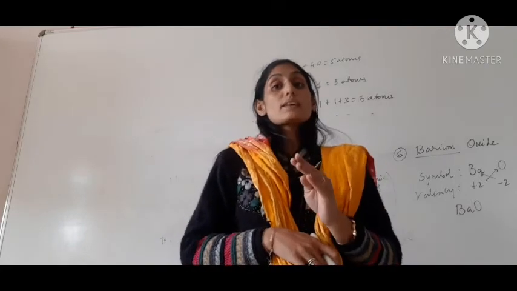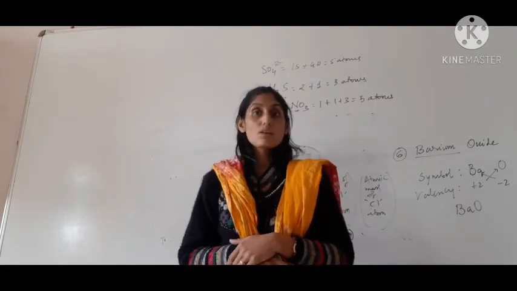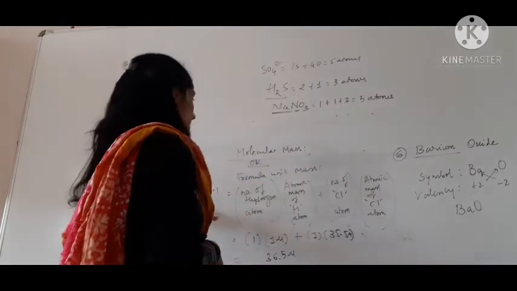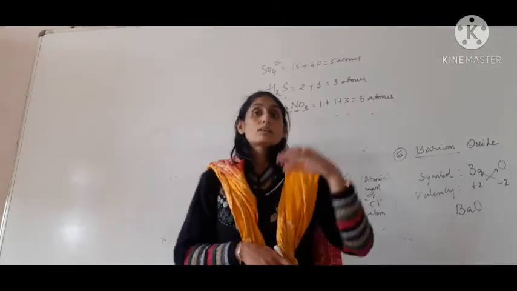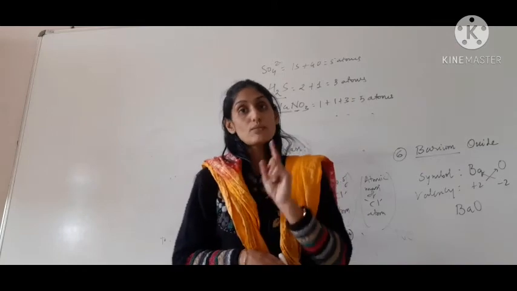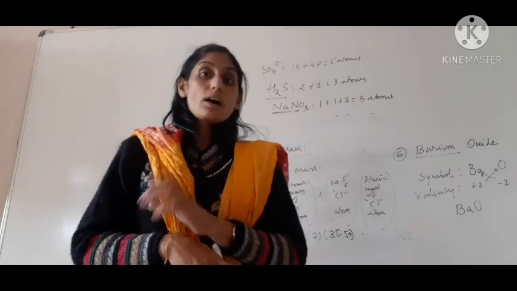Formula unit mass is always used for ionic compounds. Suppose we talk about NaCl, HCl: they are known as ionic compounds because whenever we dissolve them in water, they produce cations or anions. So formula unit mass is always there for ionic compounds.